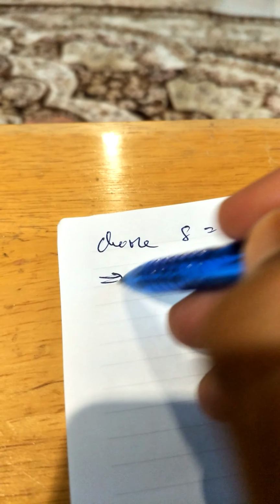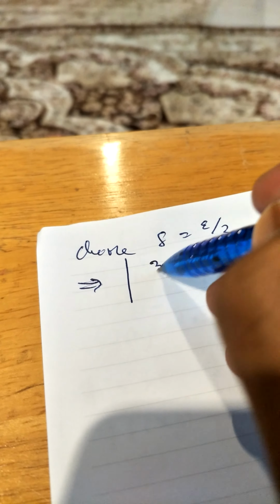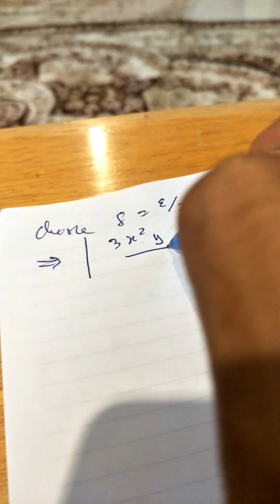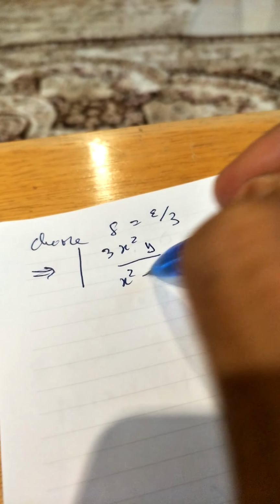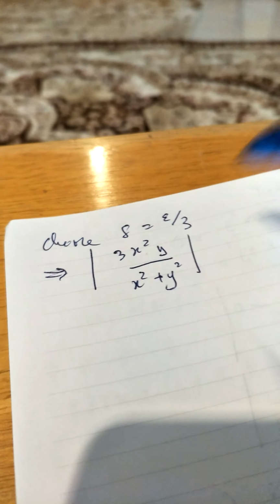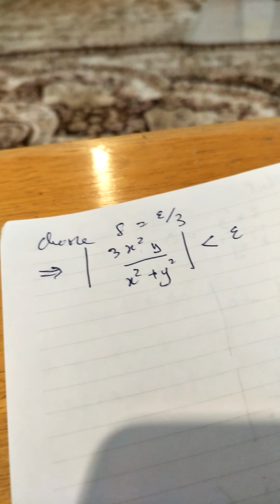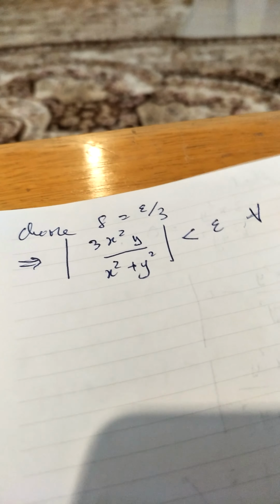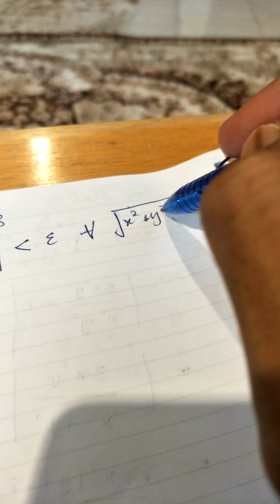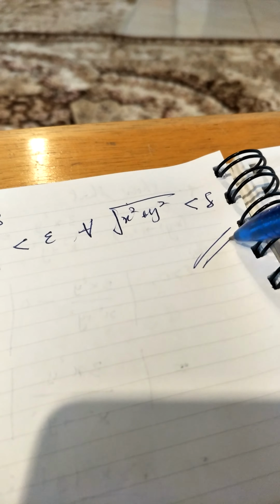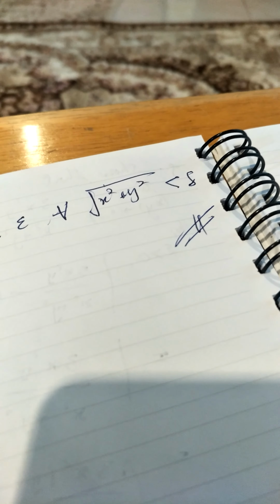So therefore we can choose delta equal to epsilon over 3. So we have everything in the bracket there, 3x squared y over (x squared plus y squared), less than epsilon for all x squared plus y squared less than delta. So that's the proof.